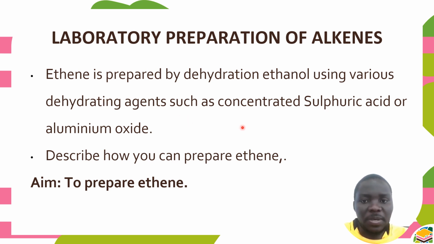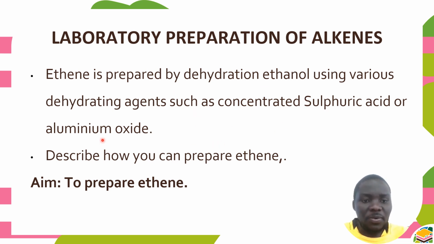If we want to prepare ethene using a dehydration method, we need some dehydrating agents. Some of the common dehydrating agents that we use are concentrated sulfuric acid and aluminium oxide. We can also use phosphoric acid, and there are many other dehydrating agents. These dehydrating agents act as catalyst in order to remove the OH from the ethanol.